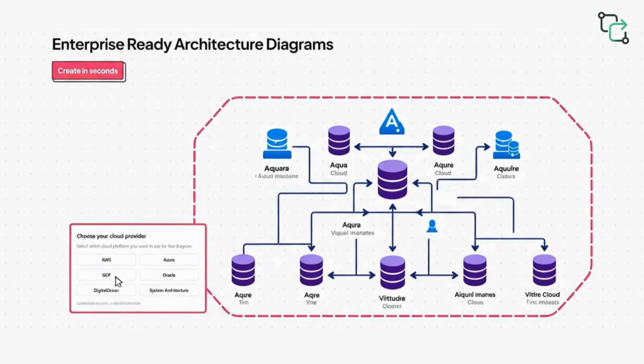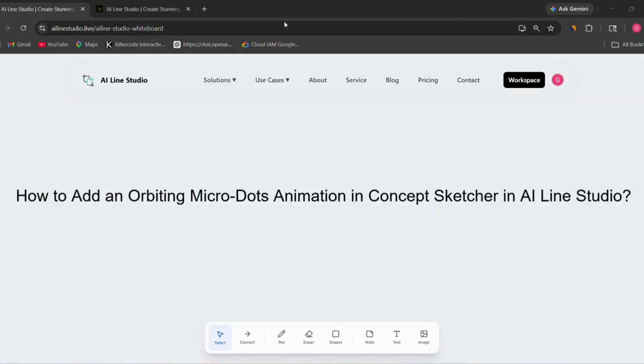Clear, structured, production ready. Hello everyone, welcome to AI Line Studio 2085, and today's topic is how to add an orbiting microdot animation in Concept Sketcher in AI Line Studio.